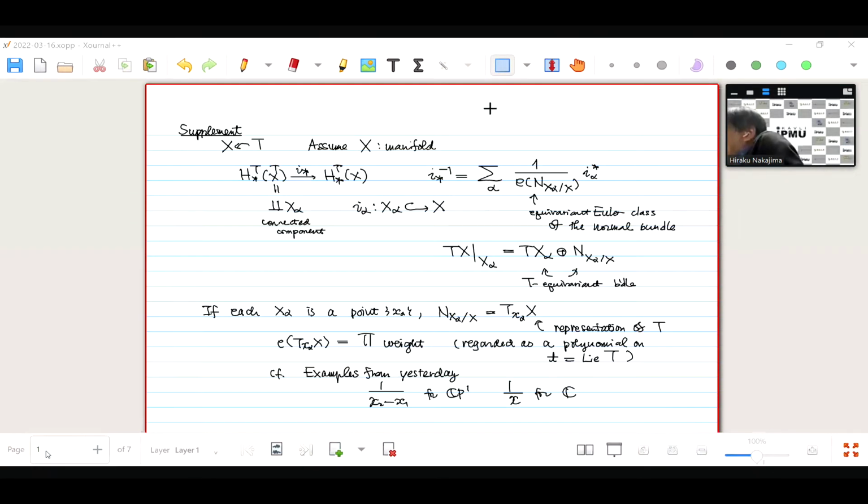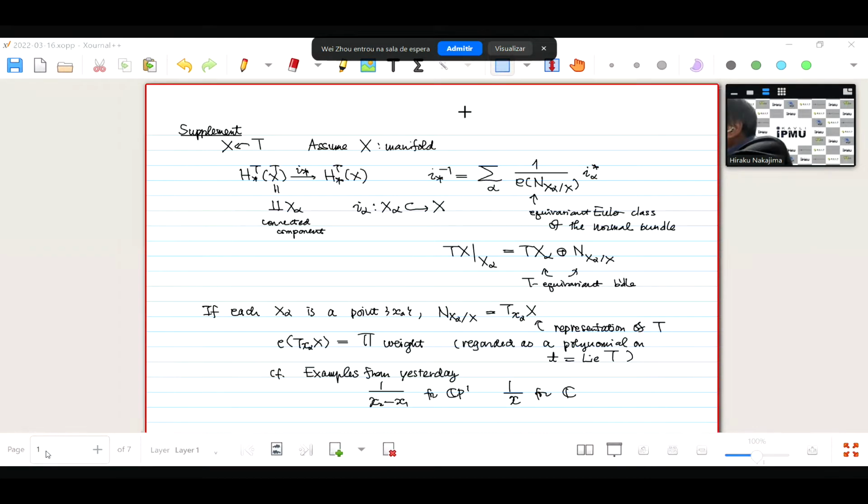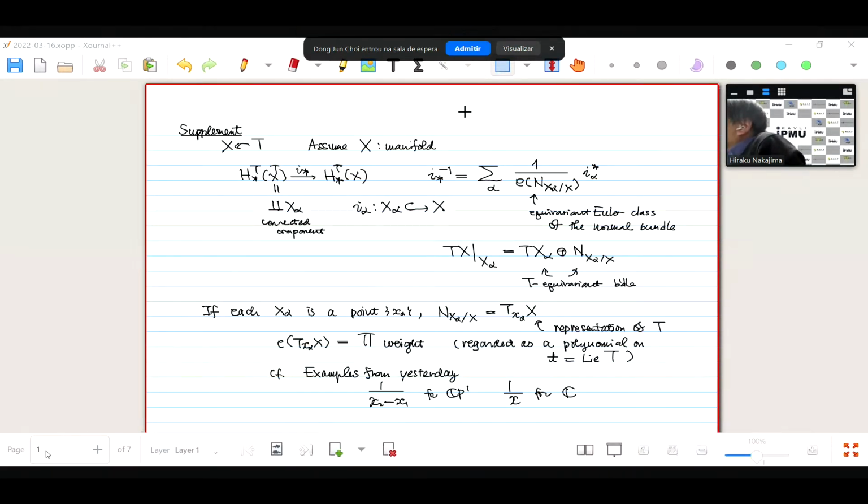Okay, thank you very much for coming. So I'd like to start with a supplement to my lecture yesterday. So I considered a space X with a T action yesterday, and I mentioned that there's the so-called equivariant cohomology group.